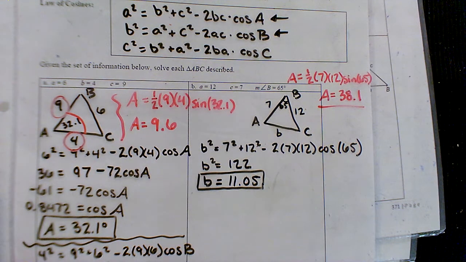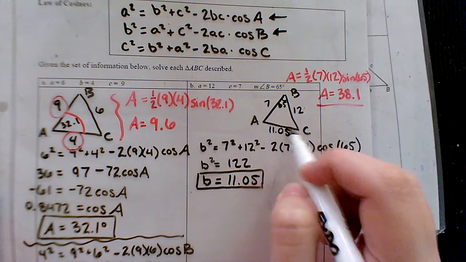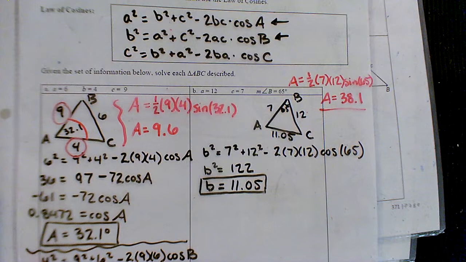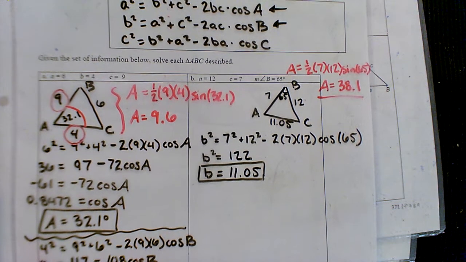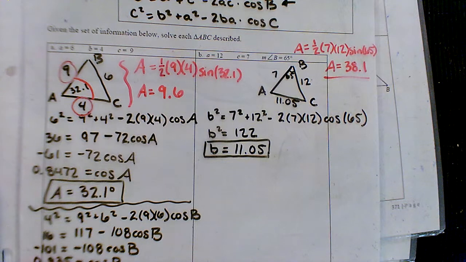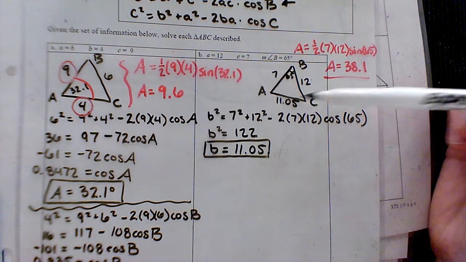Okay, so we have 11.05. Maybe we'll go ahead and write that in. We still got to figure out 2 more angles. So let's ask ourselves, do we want to figure out angle A or angle C? You want to do angle A? Okay. And then you got to figure out, how do you want to figure out angle A? Do we know an angle and its opposite side? We have angle 65, and its opposite side was 11.05.